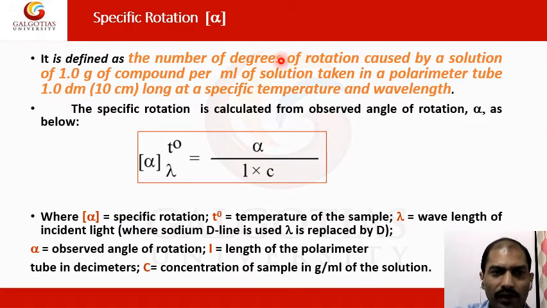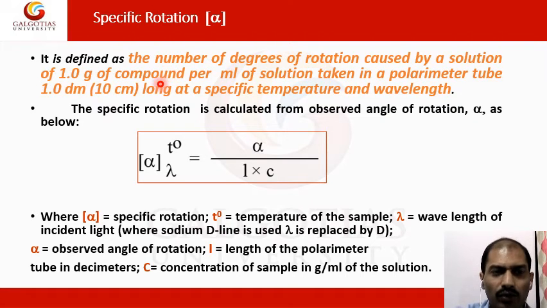Specific rotation now comes next. What is specific rotation? It is defined as the number of degrees of rotation caused by a solution of 1 gram of compound per ml of solution, as you might have seen in a chemistry laboratory.